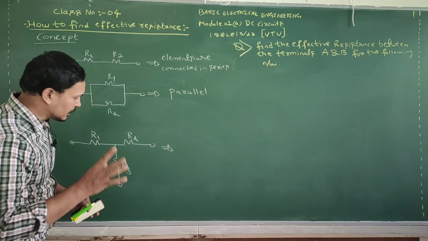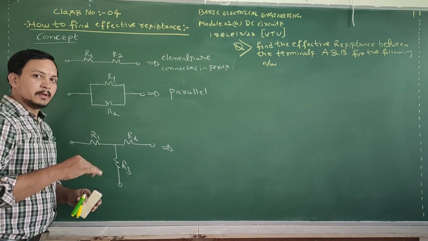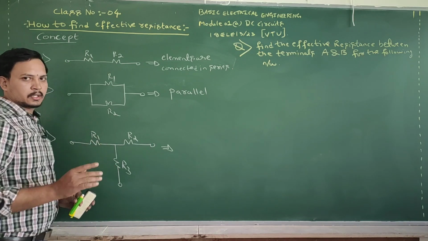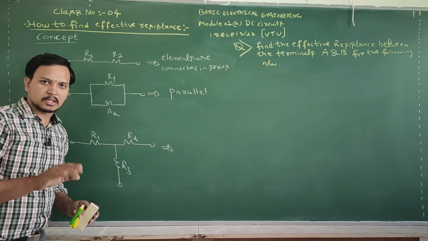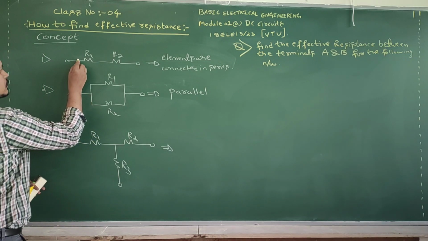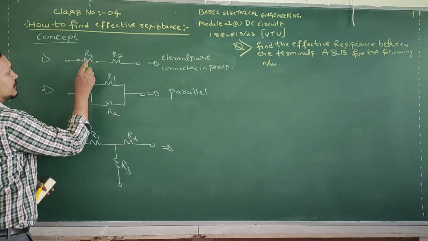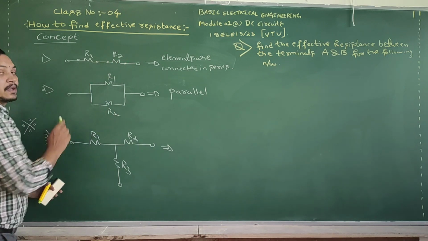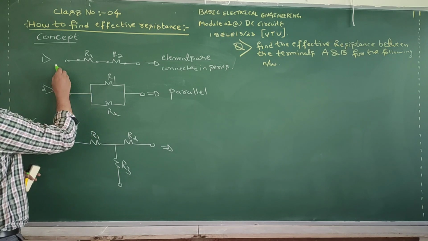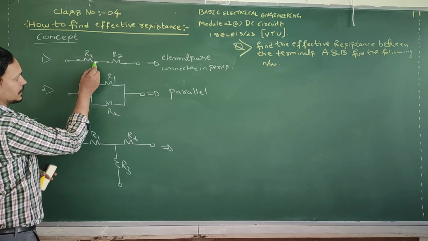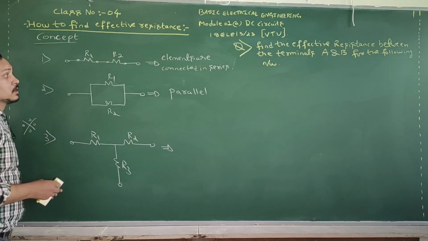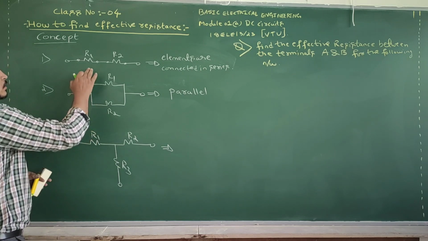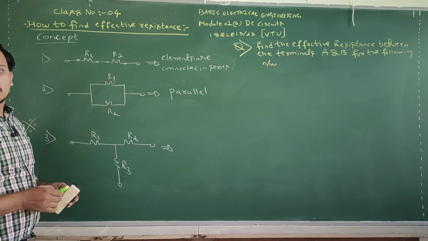Some students are thinking R1 and R2 may be connected in series, or they are confident R1 and R2 are connected in series. No, that is not correct. See, what do you mean by series? For every element, there is a starting end and a finishing end. Series means end to end connection should be there. For example, the finishing end of the first resistor is connected to the starting end of the second resistor. So you should have end to end connection.